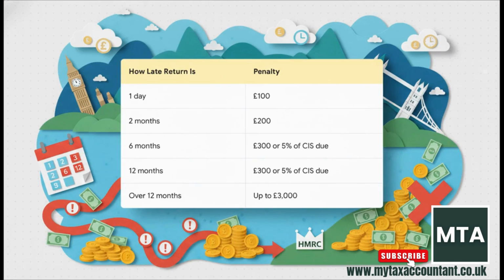It starts with that £100 for being 1 day late. After 2 months, another £200 is automatically tacked on. At 6 months, and again at 12 months, it's another £300 or 5% of the tax you owe, whichever is more. And if a return is over a year late, HMRC can issue a penalty of up to £3,000. You can see how a simple oversight can snowball into a really serious amount of money.